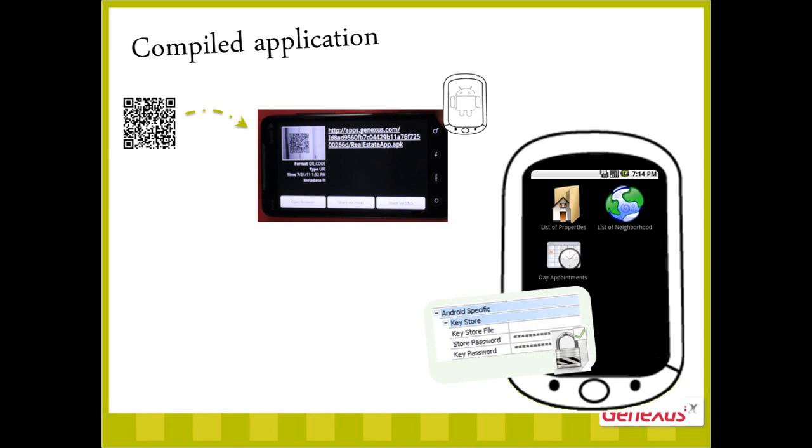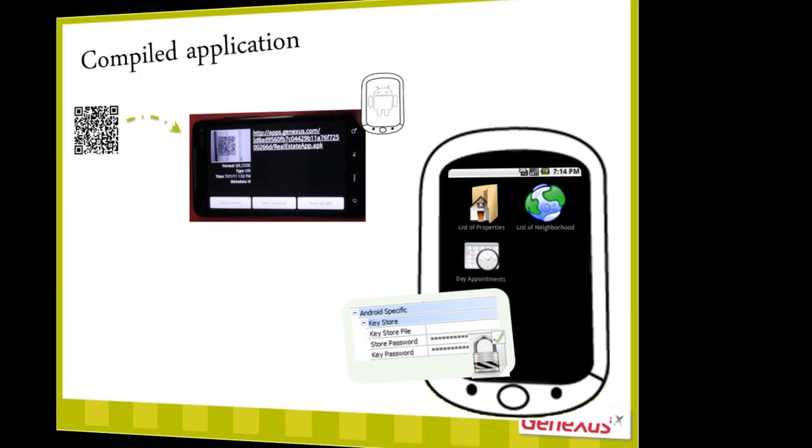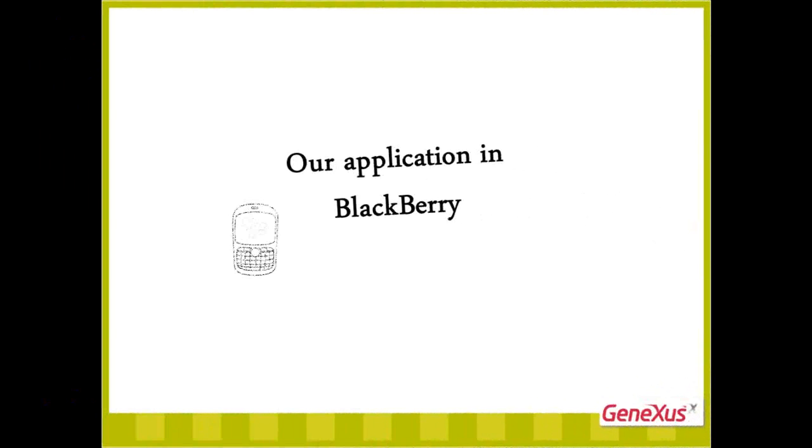But in order to install applications on devices, the applications must be signed. In the case of Android, the APK generated is always signed, so nothing else is needed to install the application on this device. Likewise, and with simple steps, we can have Genexus generate the same application, but for devices with BlackBerry and iOS operating systems.